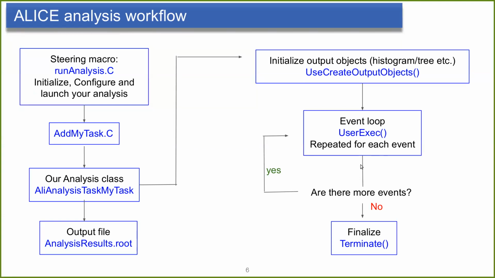Then it will check if there is any more event left or not. If there is any more event, it will again perform the same analysis algorithm until there is no event left. And when there is no event left, it will go to the terminate, which will finish your analysis task. And at the end, you will get your output result, that is the analysis results.root.